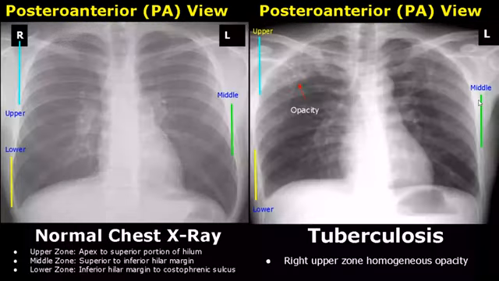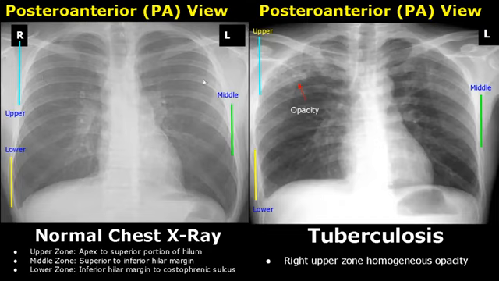In radiography, we can divide the lung into three zones. 3 zones in the left lung and 3 zones in the right lung. Keep in mind that these lung zones do not correspond to lung lobes. These are just used in radiography to aid in diagnosis.